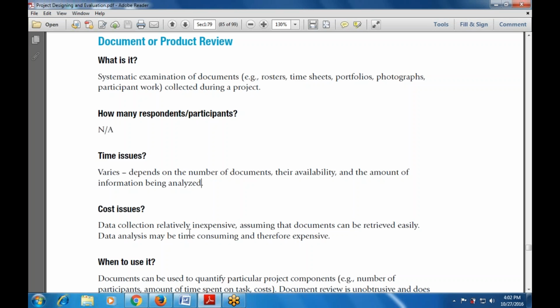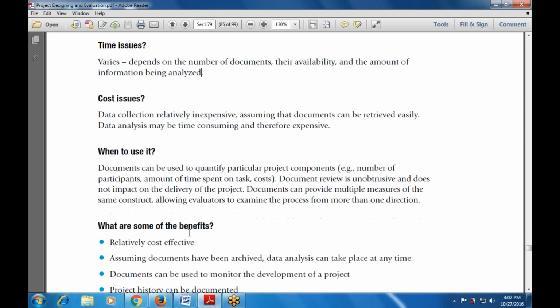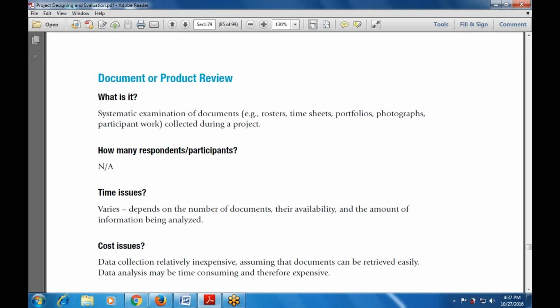Now, when to use it? That means when to use a document review. It is used to quantify the particular project. What is the particular project that has been carried out, to process the documents, to show the cost. That is used with the document or product review.